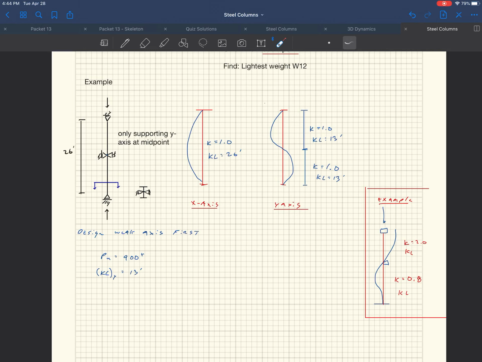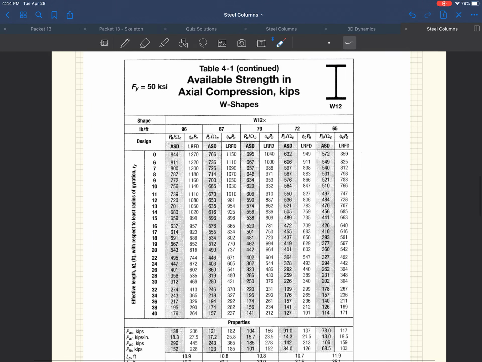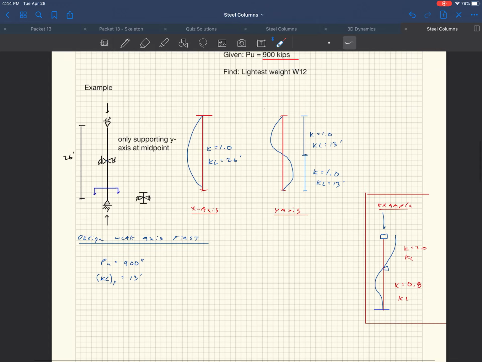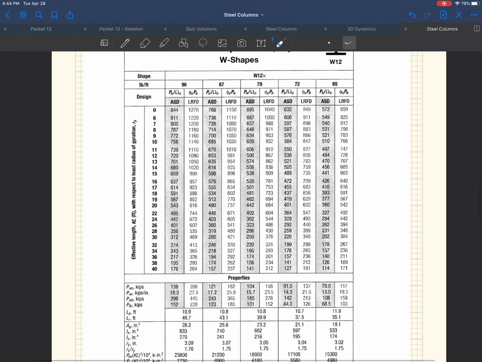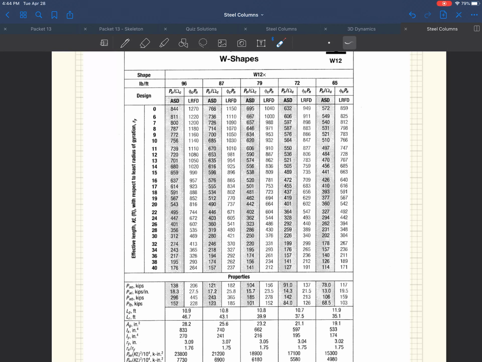Okay, and so what we do is we have to start with the weak axis first. That's what we're going to do, design for weak axis first. And we enter this table with 900 kips and 13 feet. So we come down, I just happen to have the right page here. It was asked for the lightest W12 section that would work. So you go to the table that has W12s in it, and we look for 13 feet, that's our unsupported length. And then we read across until we get the capacity that we need. Our Pu is 900 kips, so we have to find a capacity, phi Pn, that is at least 900 kips.